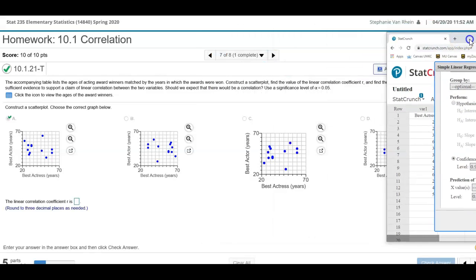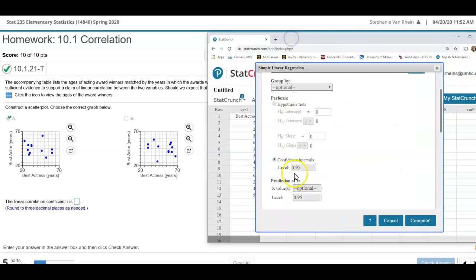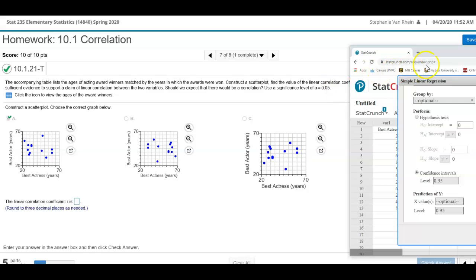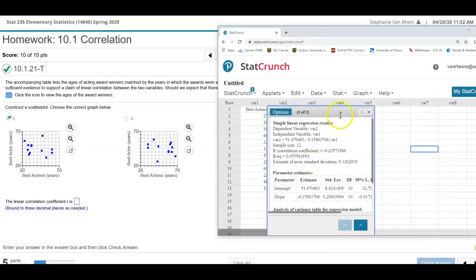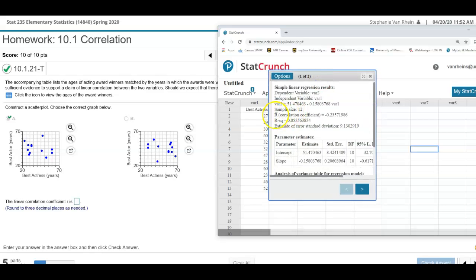Confidence interval. This can give me the confidence interval, and I'm also going to do a hypothesis test on this one. But if I want to do a confidence interval, the alpha in the problem is given as 0.05, so that gives me a confidence level of 0.95. If you're given an alpha of 0.01, you have to use a confidence level of 0.99. But I can go ahead and compute it, and I can at least get my R here.